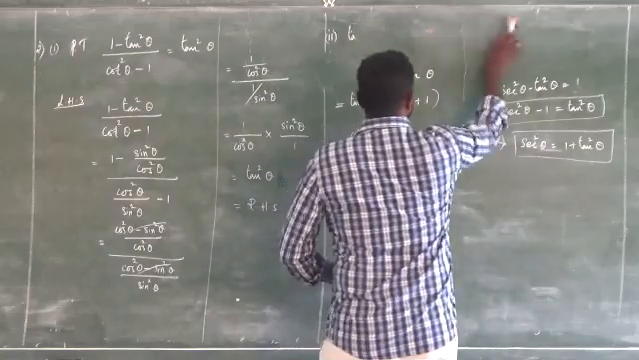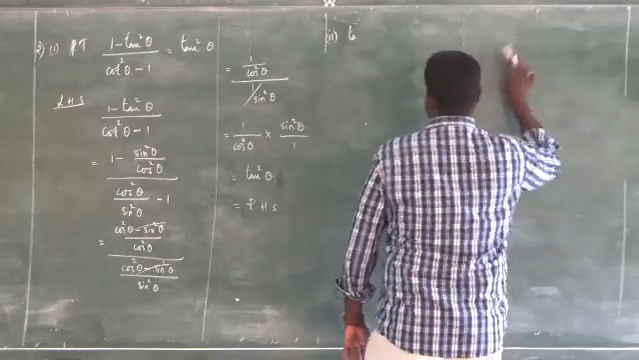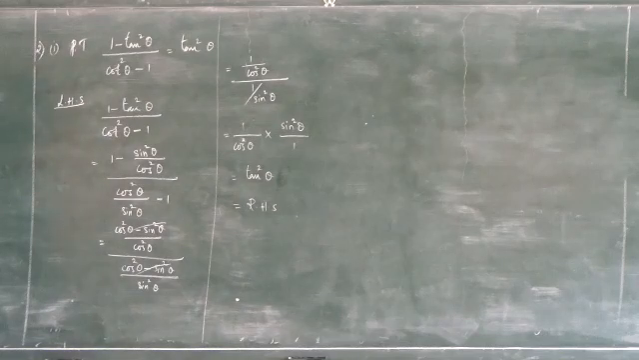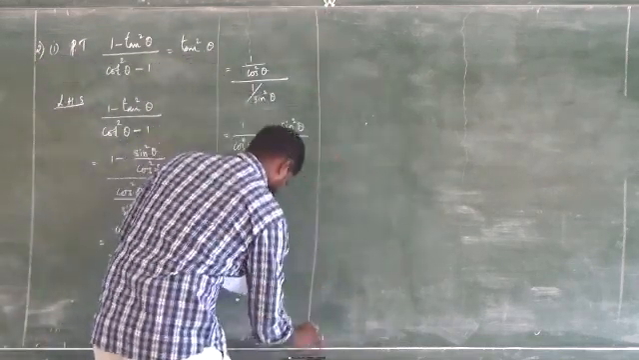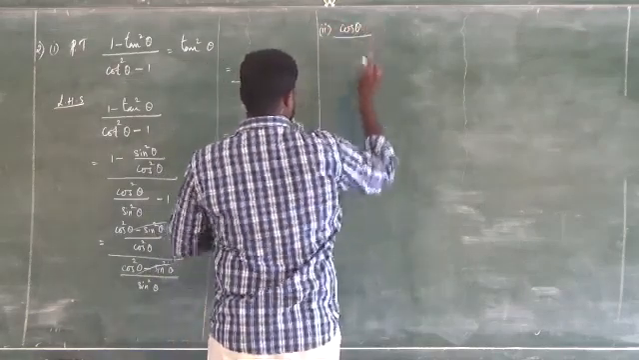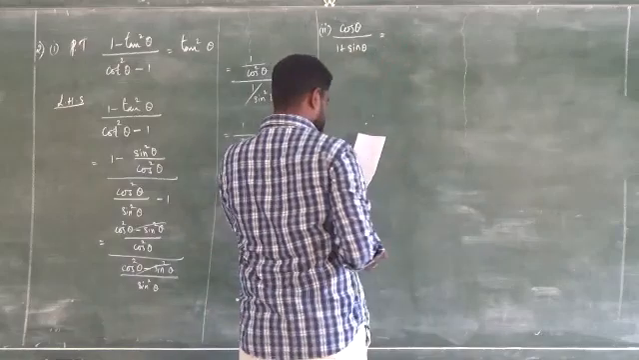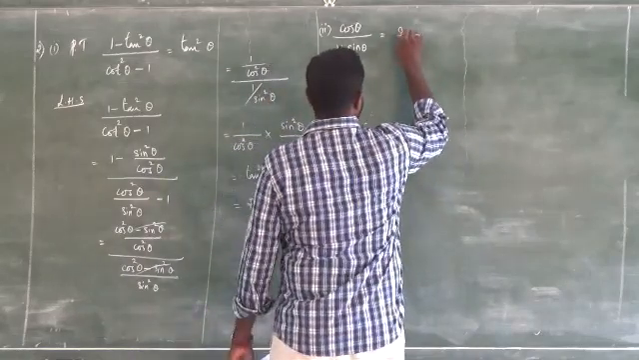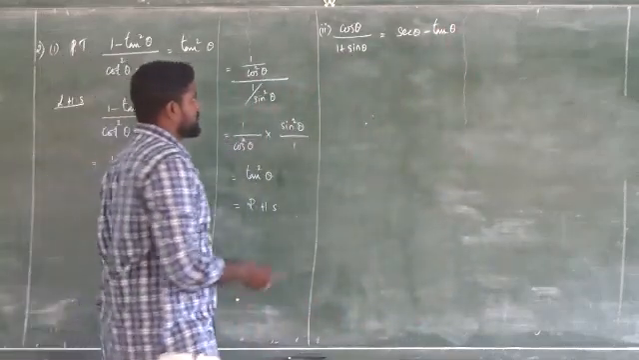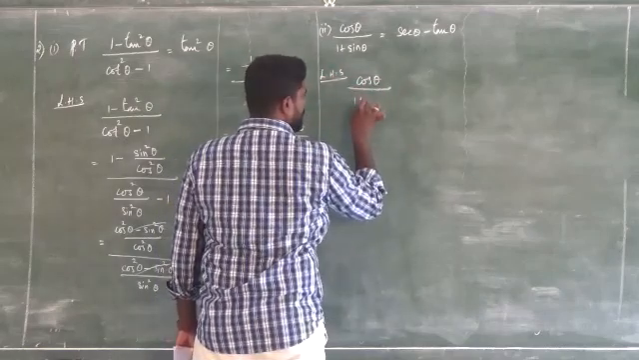Now second subdivision. Cos theta by 1 plus sin theta is equal to secant theta minus tan theta. So take LHS. LHS is cos theta by 1 plus sin theta.